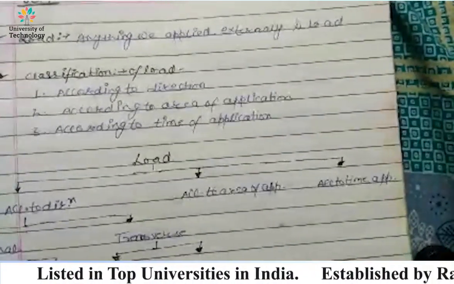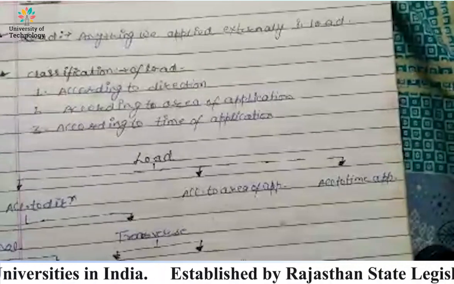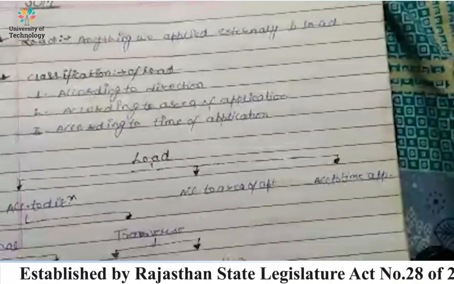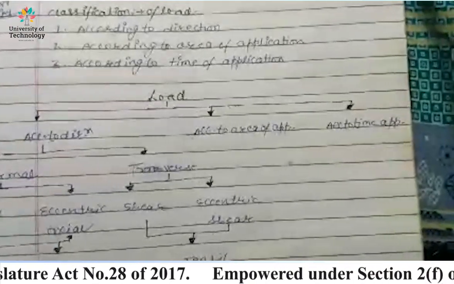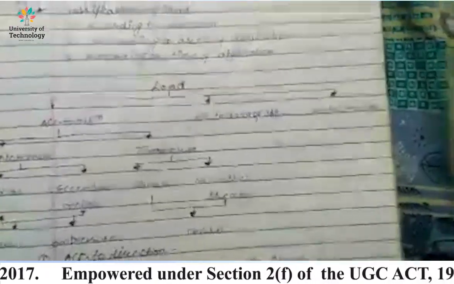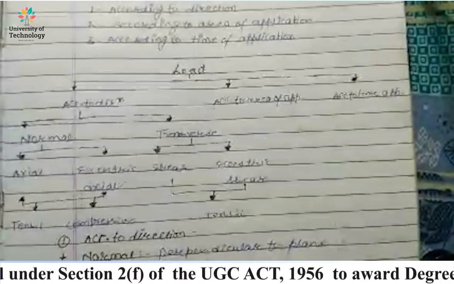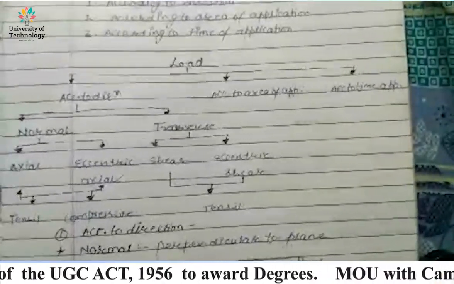First is according to the direction. Second is according to the area of application. Third is according to time of application. Now first is according to the direction. We can classify two types. First is normal, second is transverse.